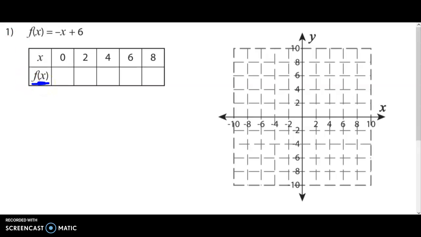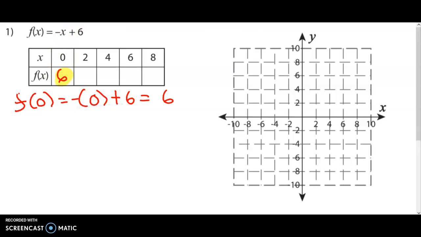So first I'm going to start by plugging in 0. And remember, you could type this part here into the calculator. So you plug in 0, negative 0 plus 6, you get 6. And you just keep going.